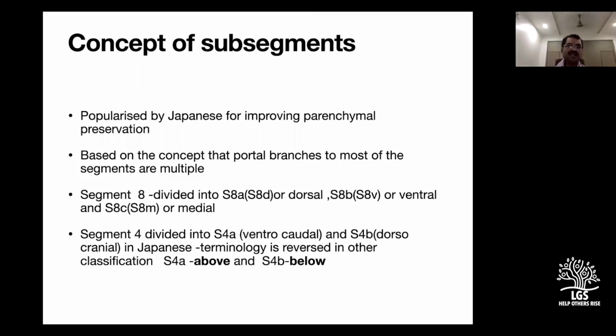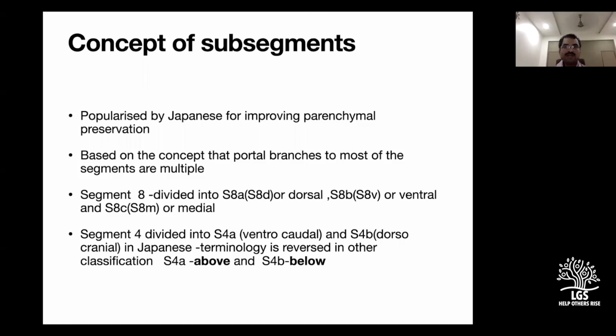So segment 4 is divided into segment 4A and segment 4B. This is a very popularly used term, but the Japanese used it differently. Our segment 4A is the Japanese segment 4B, and our segment 4B is the Japanese segment 4A.